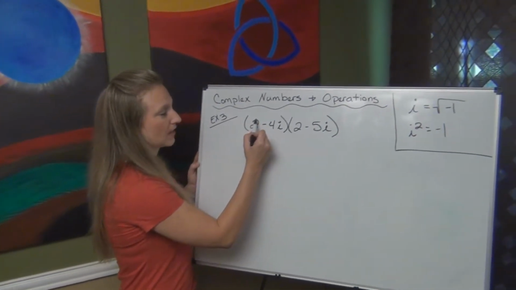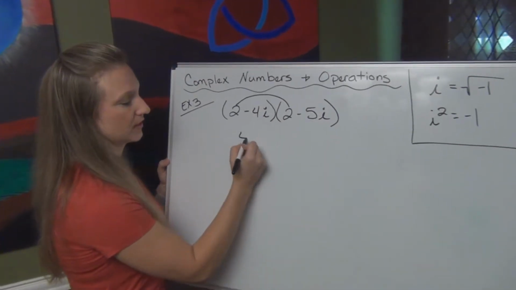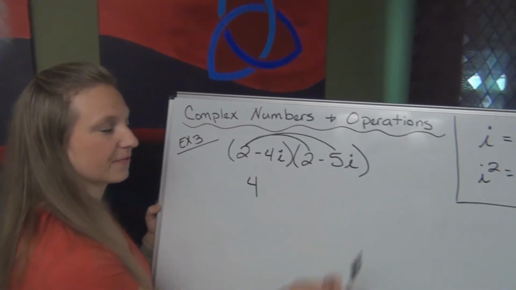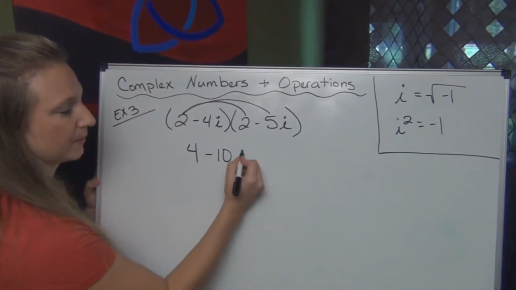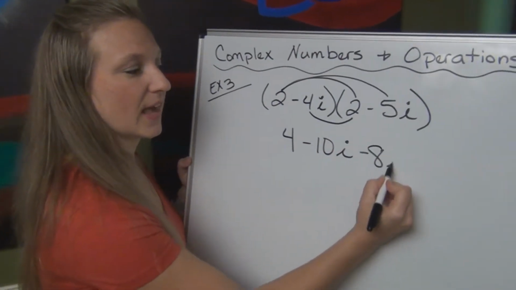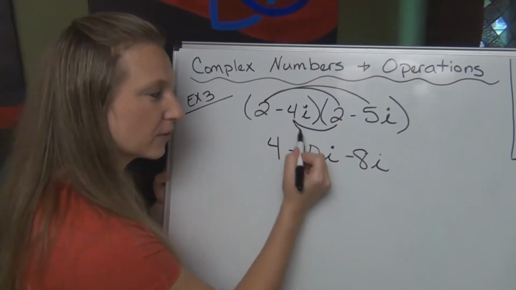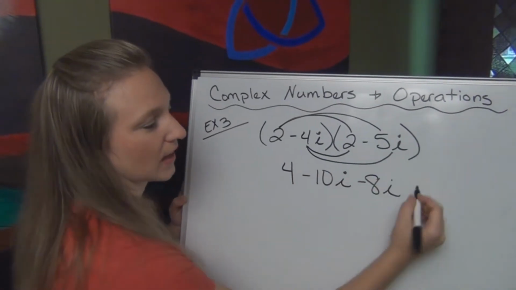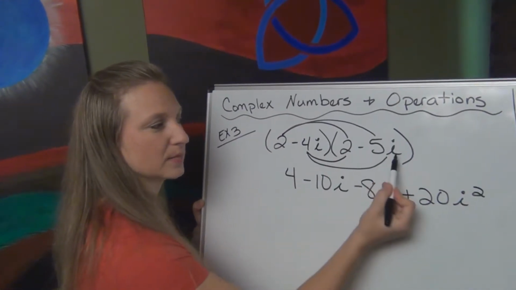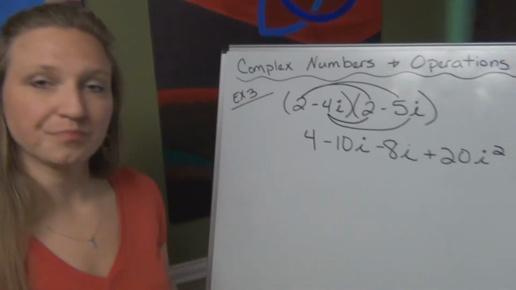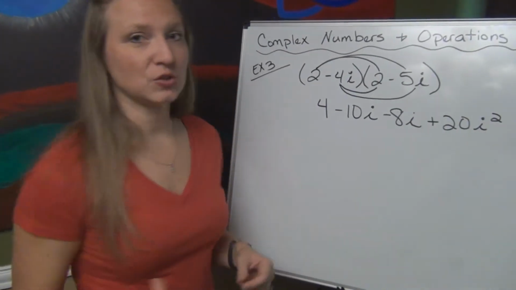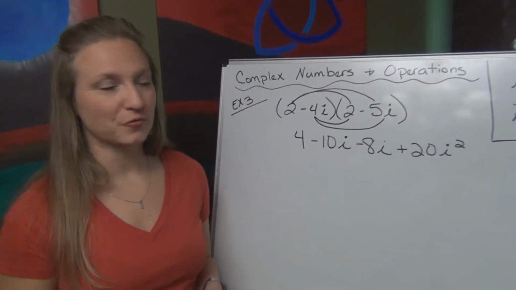So I'm going to multiply the 2 times the 2 to get 4. I'm going to multiply the 2 times the -5i to get -10i. I'm going to multiply the -4i times the 2 to get -8i. And last, I'm going to multiply -4i times -5i to get +20i squared, because it was i times i, in this case, to get i squared. So make sure if you're multiplying 2 terms times 2 terms, you're going to end up with 4 terms, just like we did when we were multiplying binomials before.